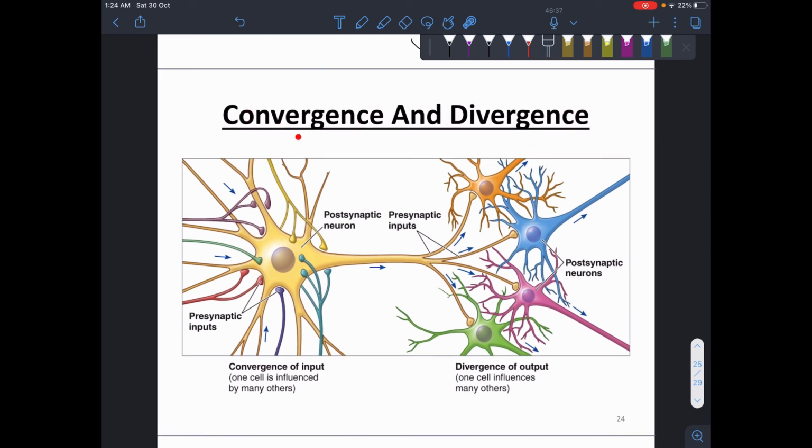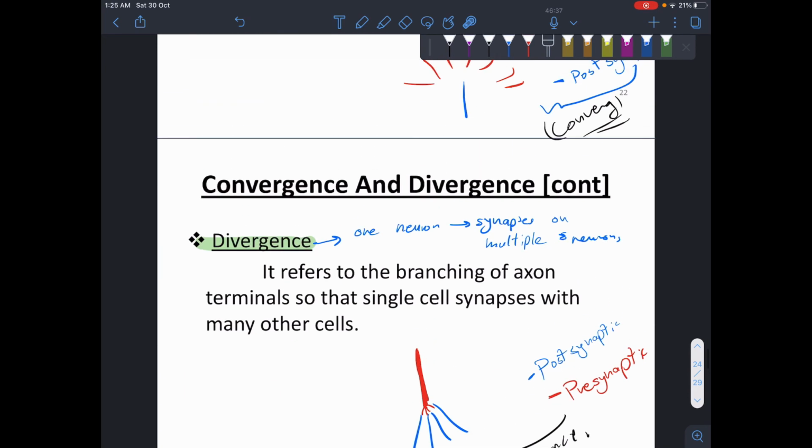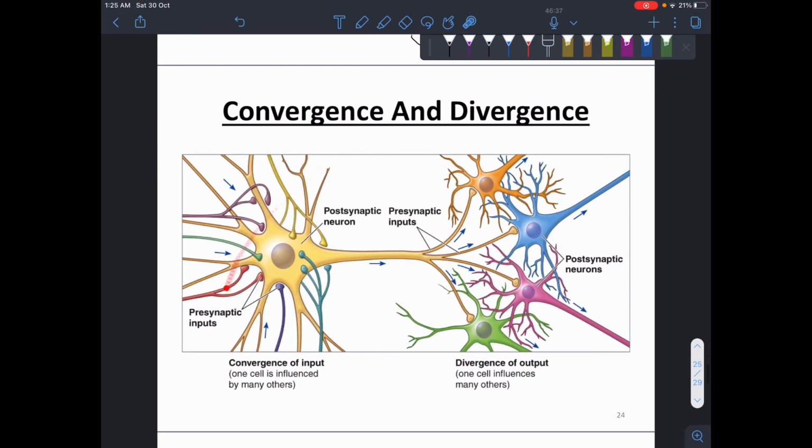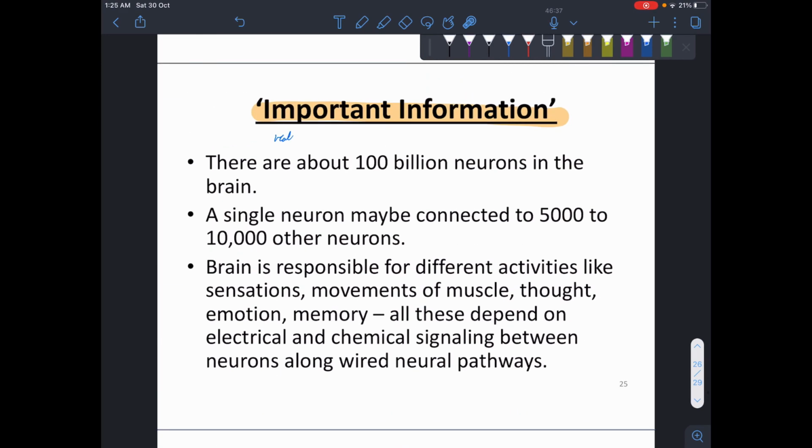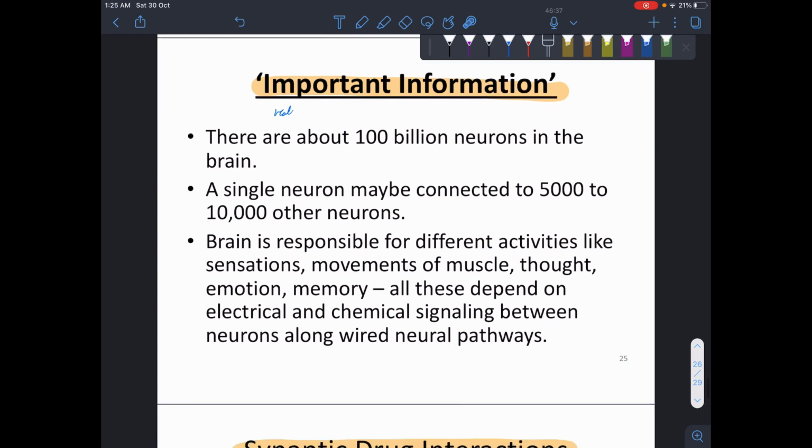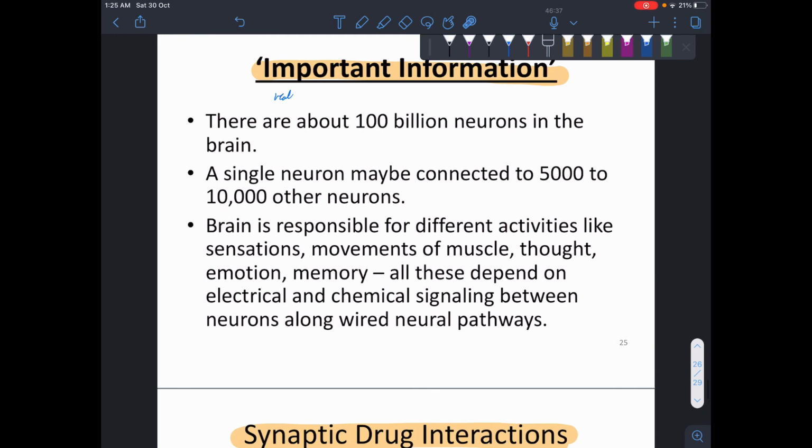نجي نشوف الconvergence. احنا قلنا الconvergence إنه عندي a lot of presynaptic and one post. بالdivergence, one presynaptic that branches, but it's just one بالنهاية, and multiple postsynaptic. So لو تشوفون هذا المثال نفس الصورة هذه بالضبط. كذا نكون سهلنا الموضوع قدر المستطاع. هنا معلومات عامة, we don't need to discuss it, actually it's just basic information.